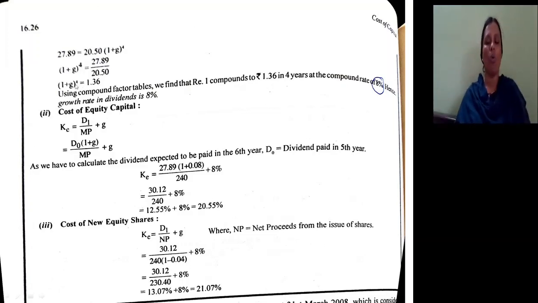21.07. So the cost of equity we calculated at first, 20.55, is for existing equity. Meaning, what is the cost of an existing equity share? Now we want to issue a new equity share. When we issue a new equity share, we incur a flotation cost, which is 4% of 240. So D1, the 6th year dividend, divided by MPS 240 into (1 minus 0.04), because 0.04 means 4% of 240 is the flotation cost, as given in the problem, plus growth rate 8%. So the cost of new equity is 21.07.